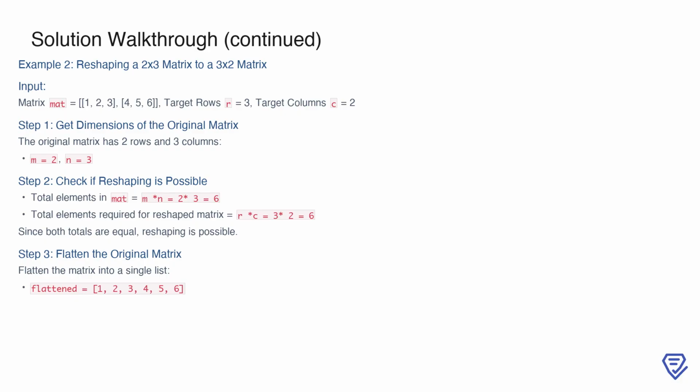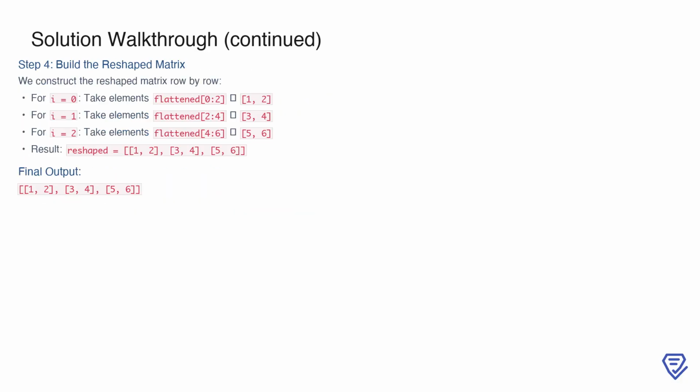Using list comprehension, we extract all the values row by row to create the flattened list, 1, 2, 3, 4, 5, 6. This flattened list will be used to construct the reshaped matrix. Now that we have the flattened list, 1, 2, 3, 4, 5, 6, we can build the reshaped matrix row by row. The target matrix needs 3 rows, each with 2 elements.